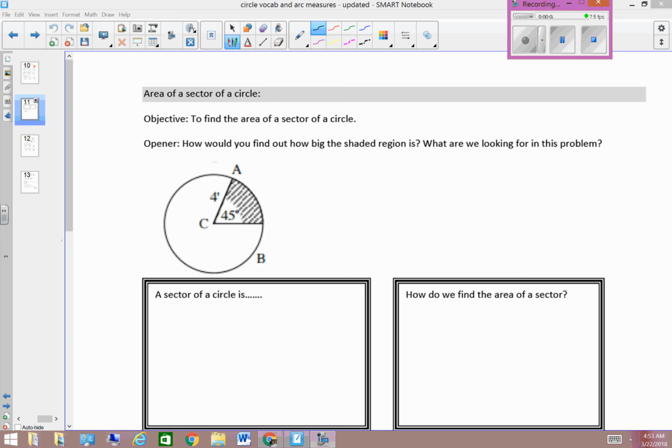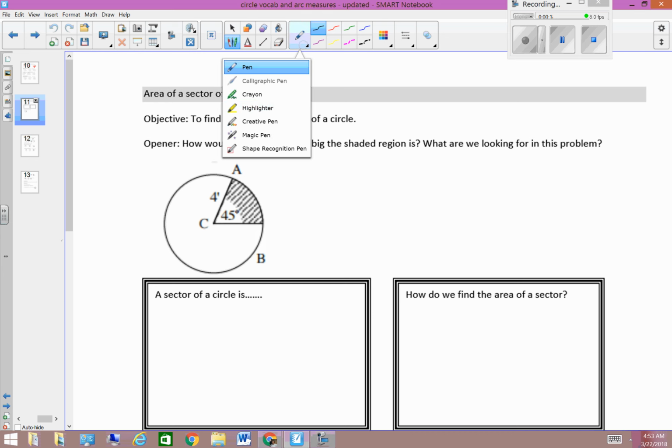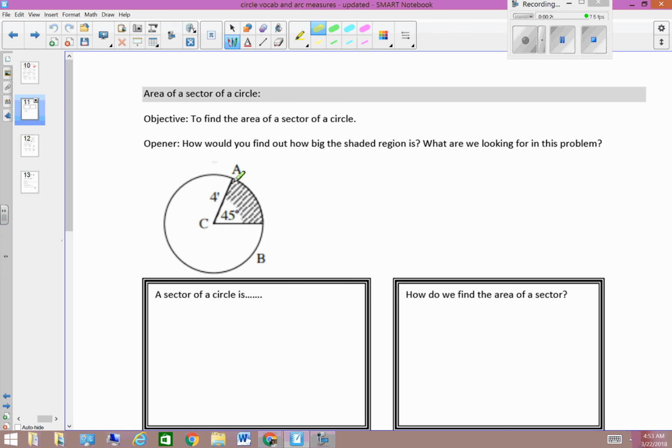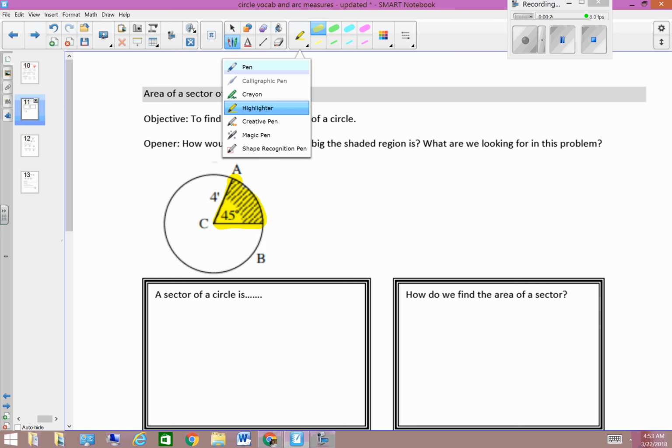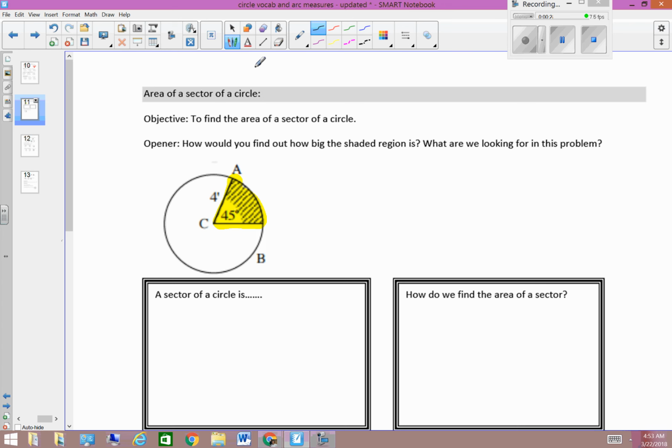All right, so the first part is this opener saying, how would you find out how big the shaded region is, and what are we looking for in this problem? So this time, when we're looking at this, we're actually just looking in here. We're looking for this piece of the pie. So we're actually not going to deal with circumference like we did last time. Today we're going to deal with area.